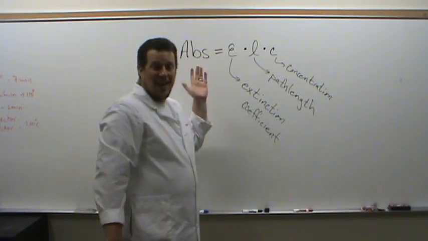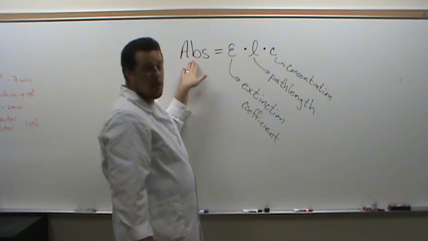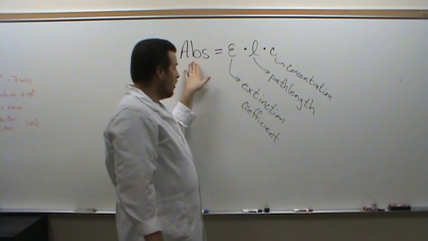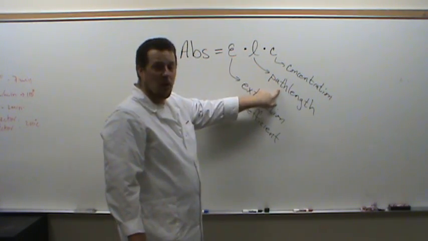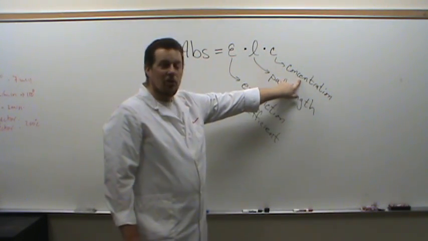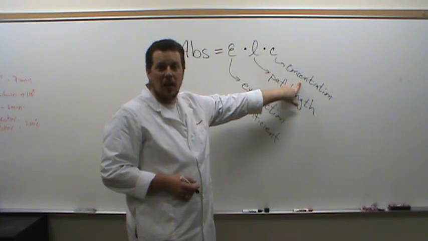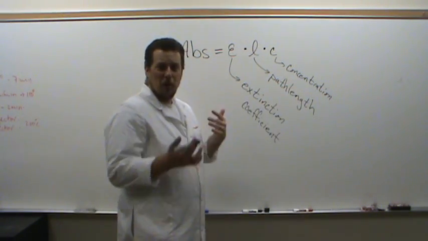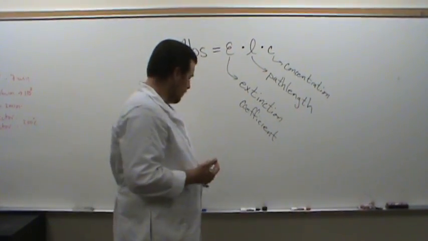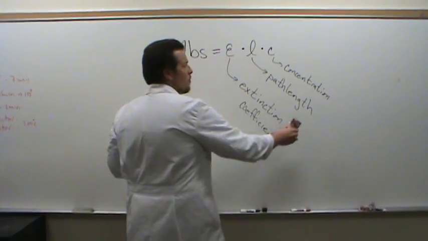So Beer's law is very handy because as long as we can measure the absorbance of a sample and we know its extinction coefficient and its path length, we can calculate the concentration without having to know the concentration in advance. Another way we can think about Beer's law is a little differently. Let me erase my labels.